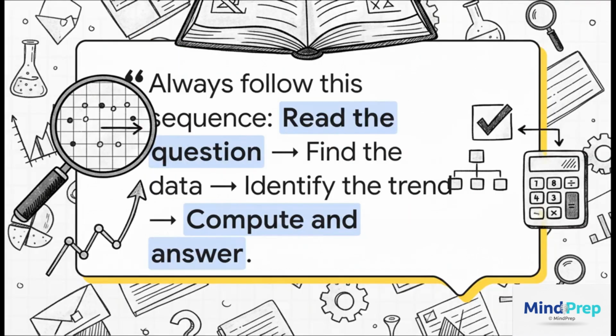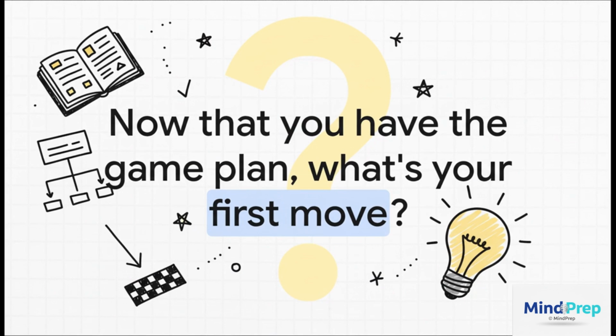Let's lock this in one last time, because this is the sequence you want to burn in your brain. Read the question, find the data, identify the trend, and then compute the answer. That is your reliable path through any data table problem they throw at you. So, the next time you're practicing and you come across one of these tables, what's your first move going to be? You already know the answer. You have the game plan. Now all that's left is to go put it to work.